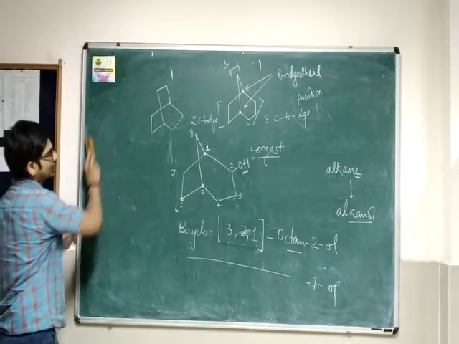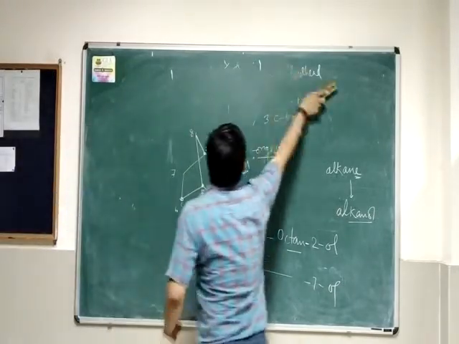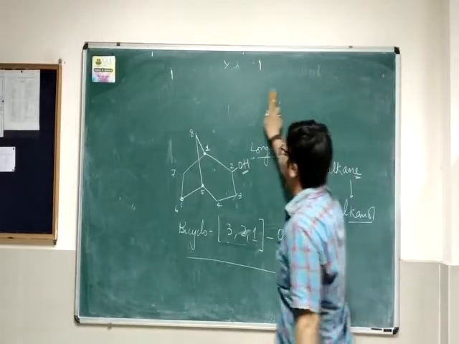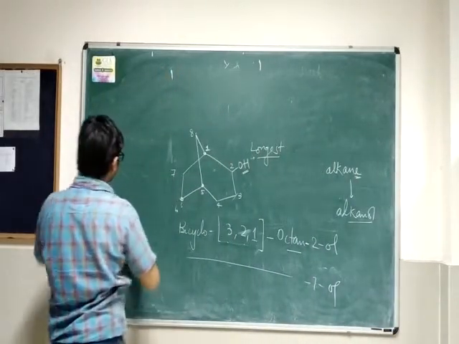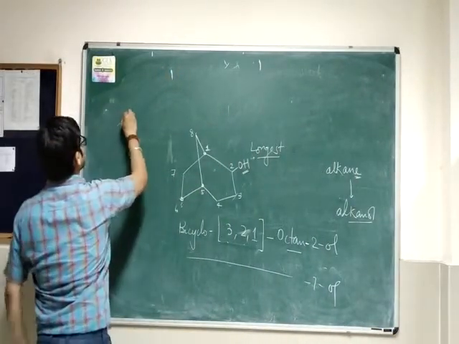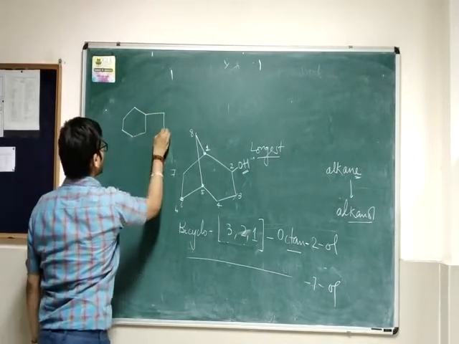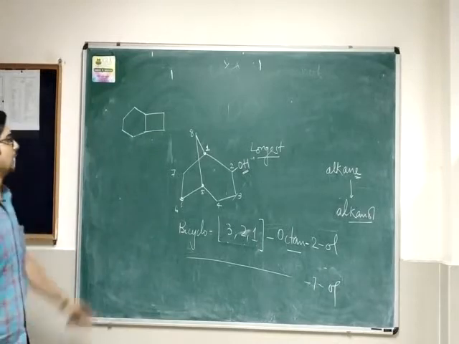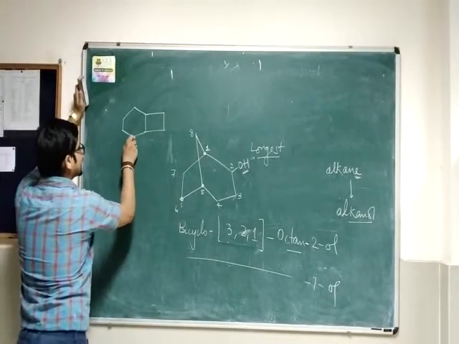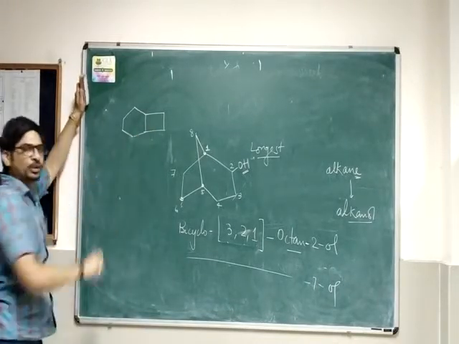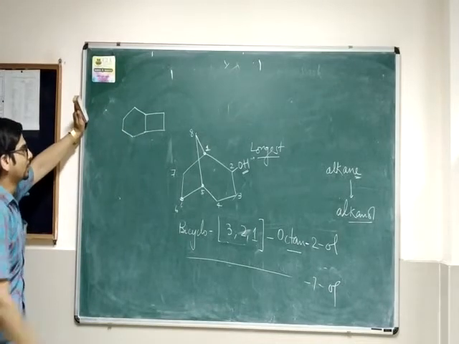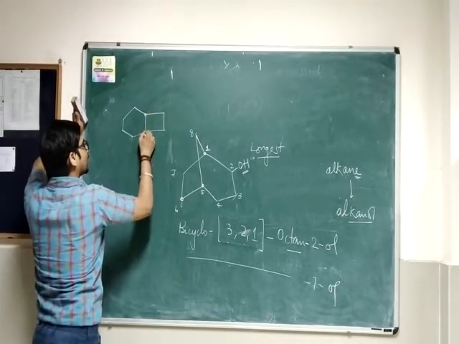Now let us discuss the IUPAC naming of spiro systems. But before that, let us take a few fused systems. So, for example, we have this molecule. In this, a 6-membered ring is fused with a 4-membered ring, and fused at this carbon.